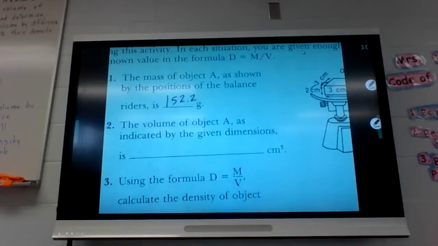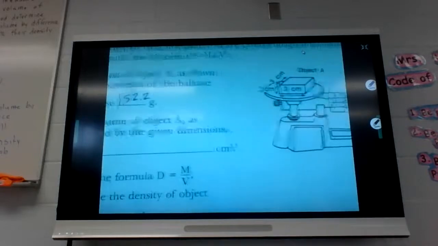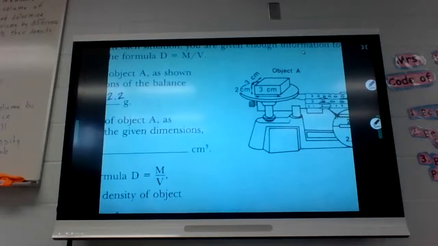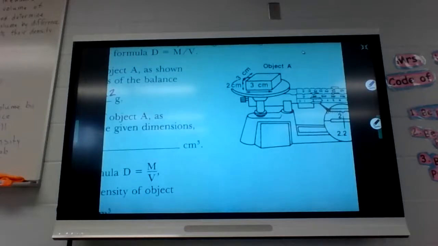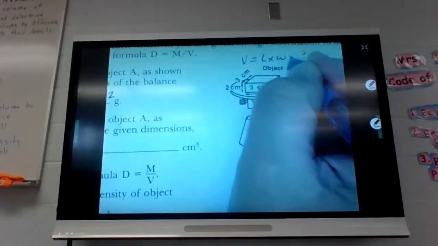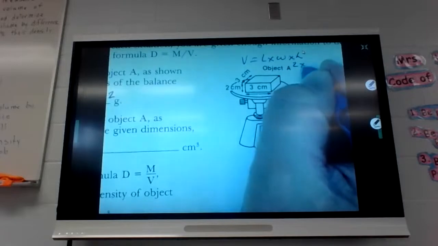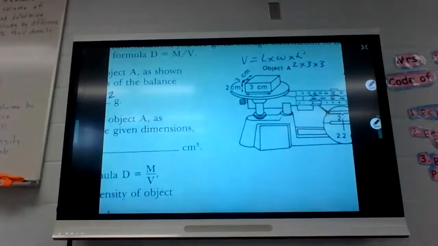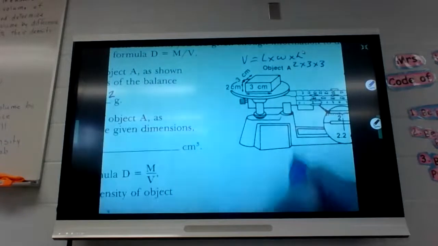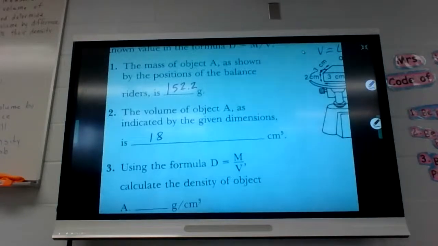All right, now they want you to find the volume, and this is actually part C of the lab. Okay, so how are you gonna find the volume of a block? So 2 times 3 times 3 is what? 18. Okay, and they've got centimeters cubed over there.